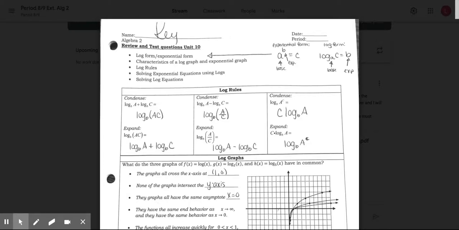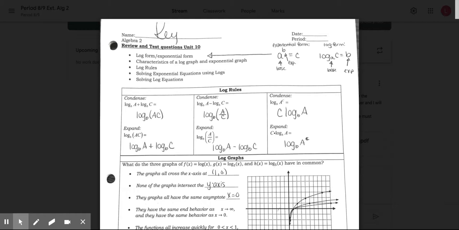Hi, everyone. I just wanted to go through the review sheet quickly and highlight a couple of important things. I didn't get any specific questions, so I'm just going to go through it quickly. All right, so some of the things that you need to make sure you know about logs.